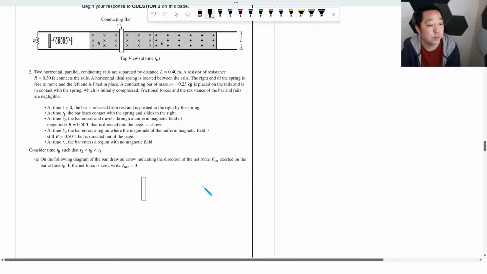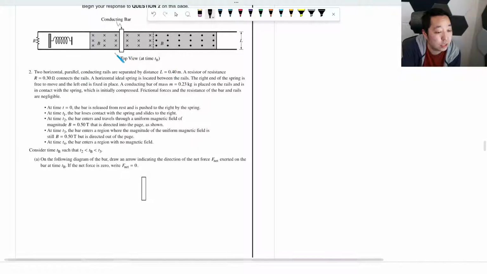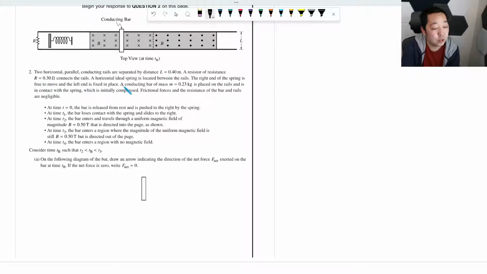All right, let's look at the second one here. Two horizontal parallel conducting rails are separated by distance L. A resistor with resistance R connects the rails. A horizontal ideal spring is located between the rails. The right end of the spring is free to move, and the left end is fixed in place. A conducting bar of mass 0.23 kilogram placed on the rails is in contact with the spring, which is initially compressed. Frictional force and resistance of the bar and the rails are negligible.